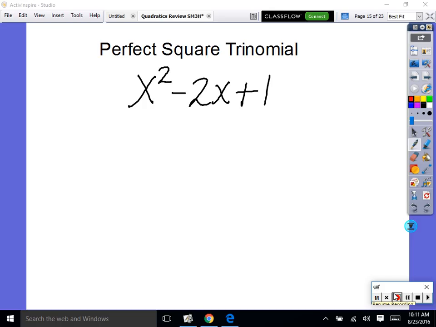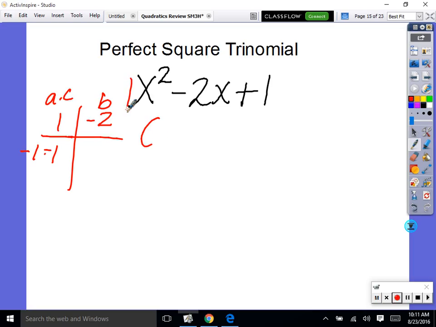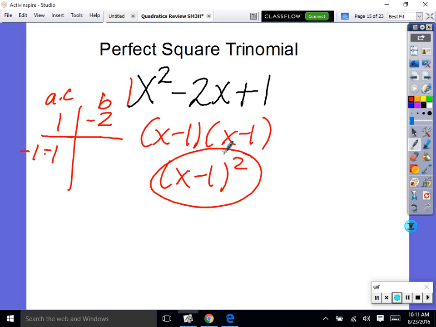So, this is an example of a perfect square trinomial, meaning this will factor to be a perfect square. Now, here's why. If we factor this, we're looking for what multiplies to be a times c, what multiplies to be 1, and adds up to be -2. 1 times 1, won't they both be negatives? Yeah? Right? So we can quick factor it because our a value is 1. So this is going to factor to be x minus 1 times x minus 1. So really this factors to be x minus 1 squared, right?